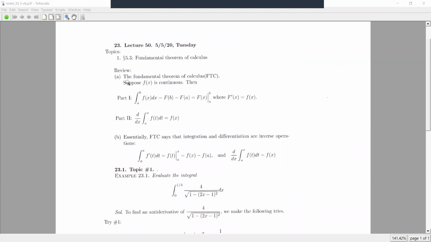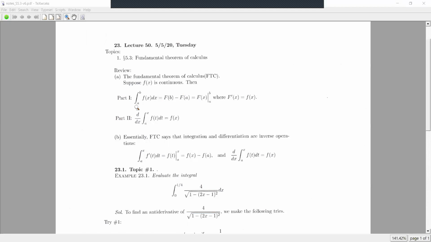Review number 1. The fundamental theorem of calculus has 2 parts, part 1 and part 2. The condition of this theorem is that the function f is continuous. If the function f is not continuous, we don't have the fundamental theorem of calculus.